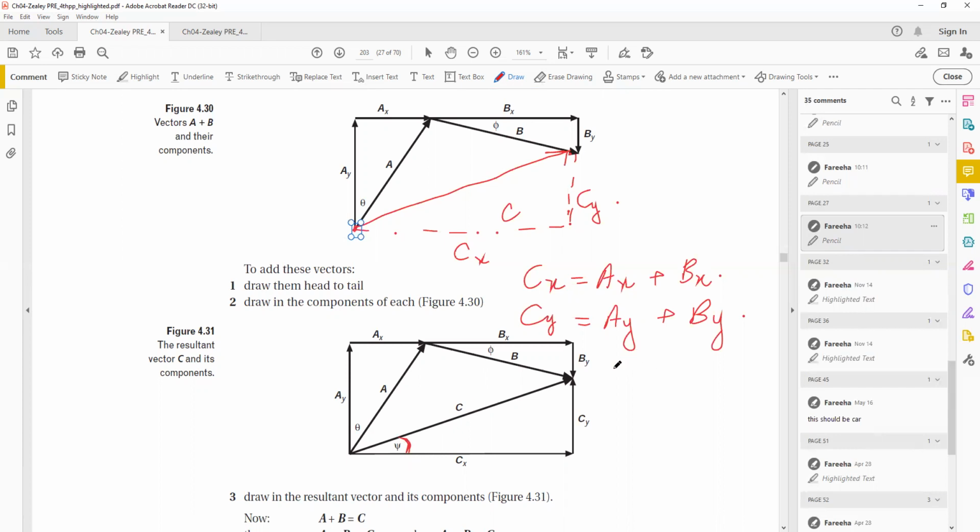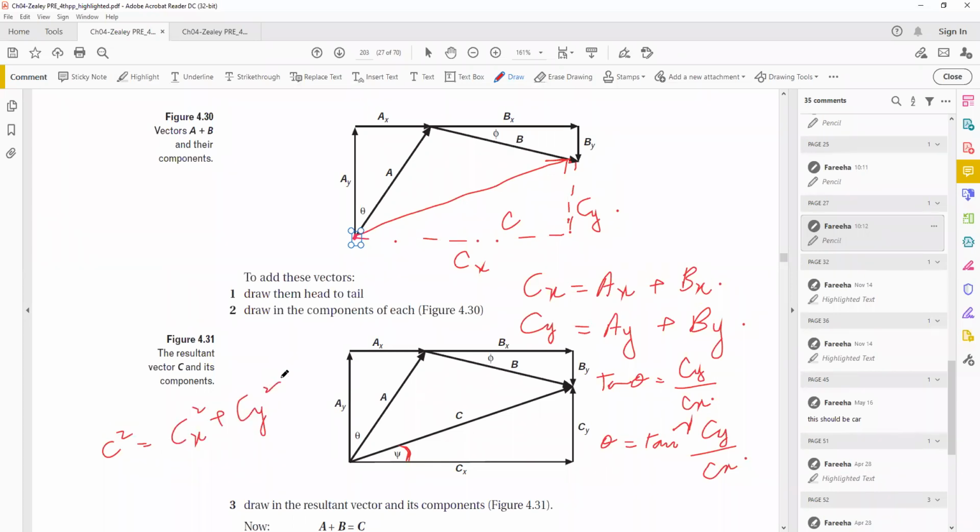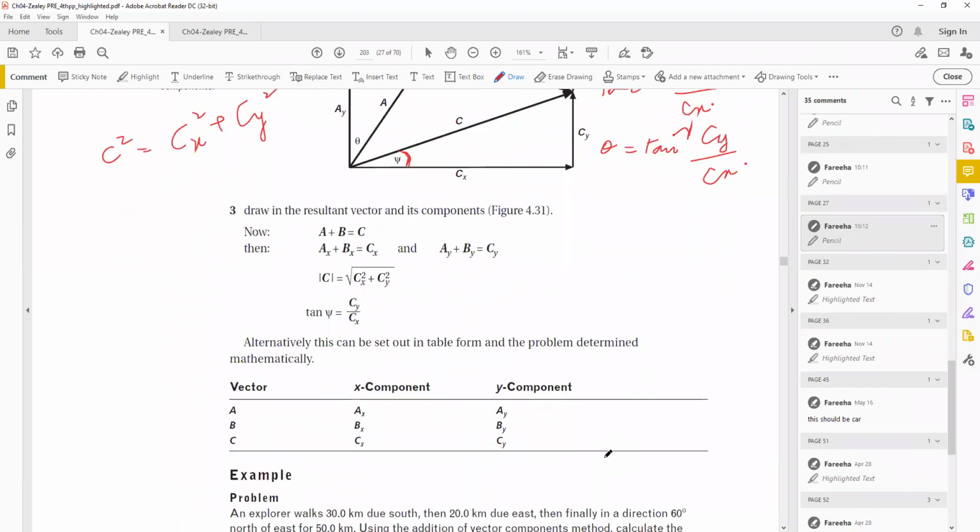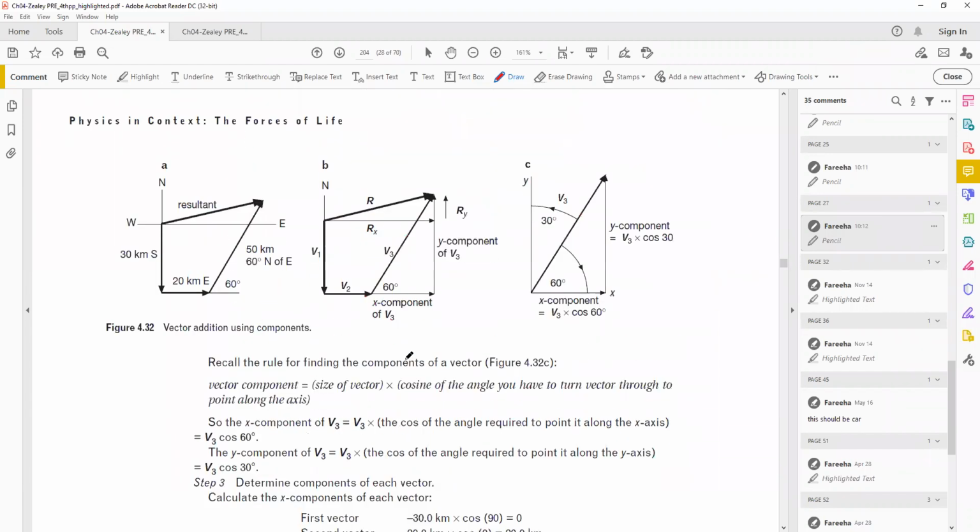So you can find the angle using tan theta is equal to Cy over Cx. And then theta will be equal to tangent inverse of Cy over Cx. And when you want to find the magnitude, you again use that C squared is equal to Cx squared plus Cy squared. So the same formulas that we've studied already. And doing all this, you can then write your answers in the form of a table. You have found Ax, Ay, Bx, By, Cx, Cy, and whatever else the problem is talking about.